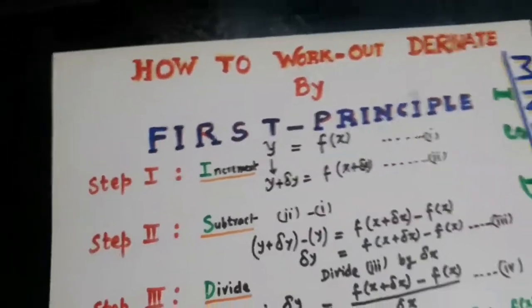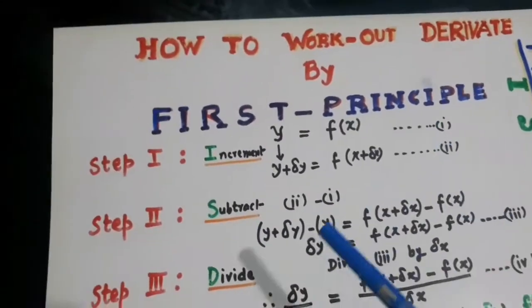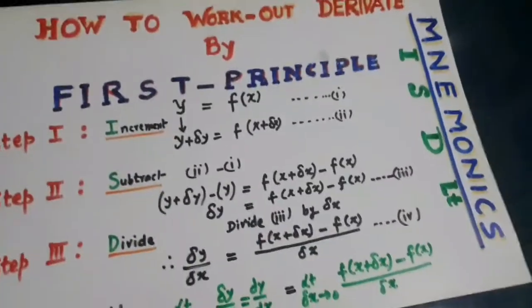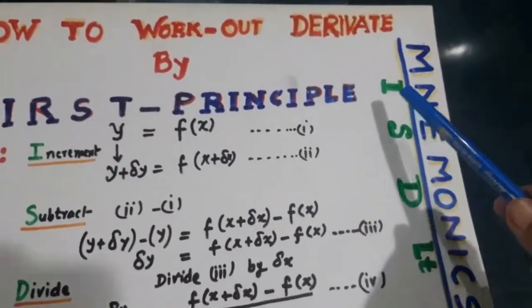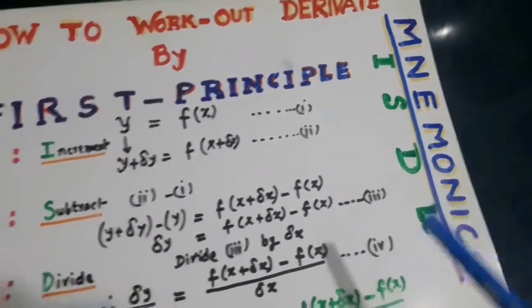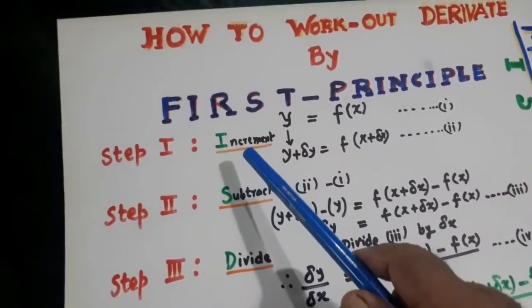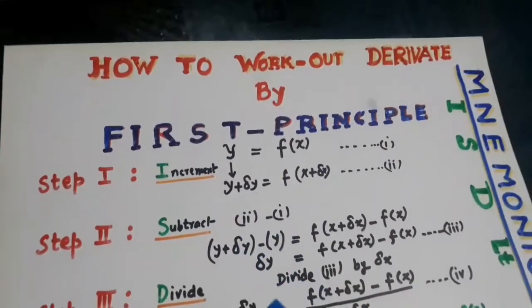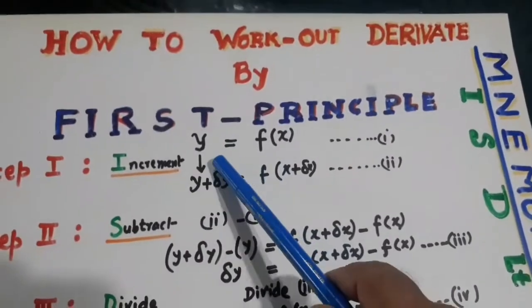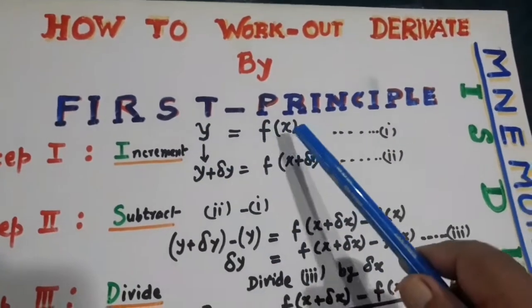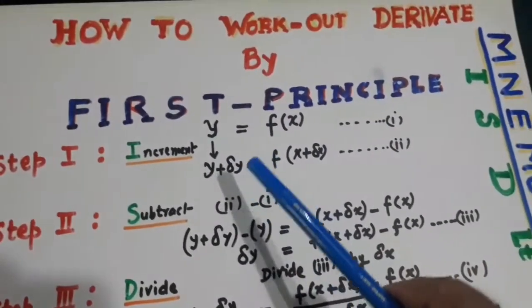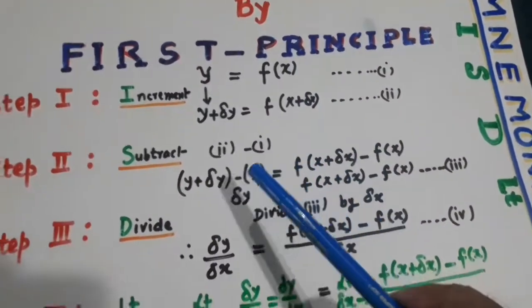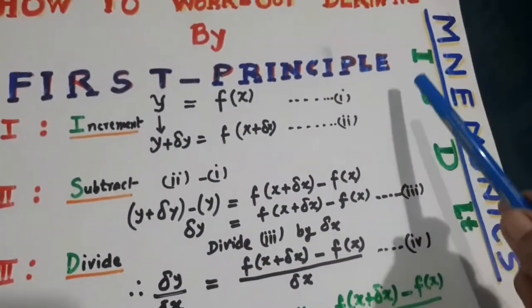Now how to find the derivative? By first principle. So you have to remember the mnemonic ISD Limited. Take it, it is a company's name, ISD Limited. Step 1, I stands for increment. The function is y is equal to fx. Give some increment to x. There will be increment in y. So y will become y plus delta y. X will become x plus delta x. I हो गया. अब s, subtract.